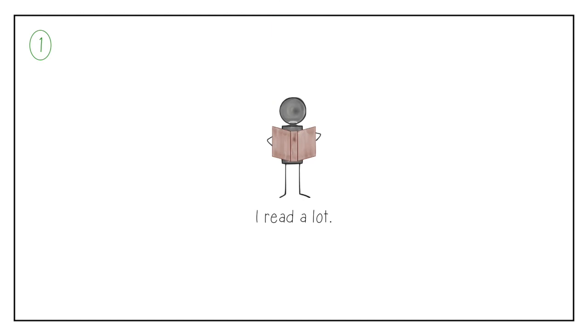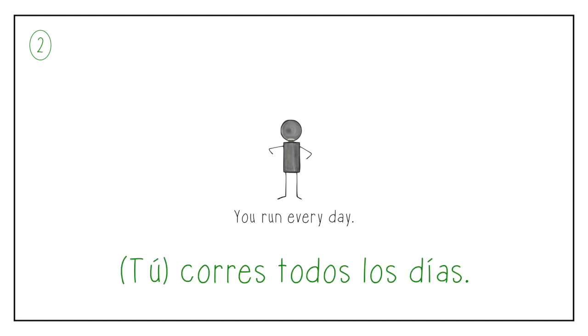First, I read a lot. I is first person singular, so the verb should end in O. So the translation is yo leo mucho. Second, you run every day. You is second person singular, so the verb should end in es. So the translation is tú corres todos los días.